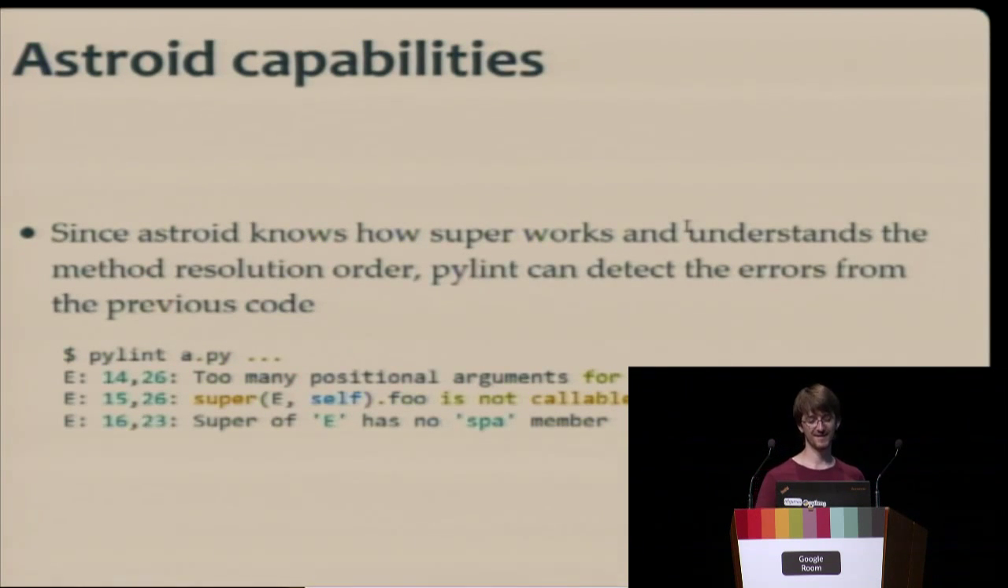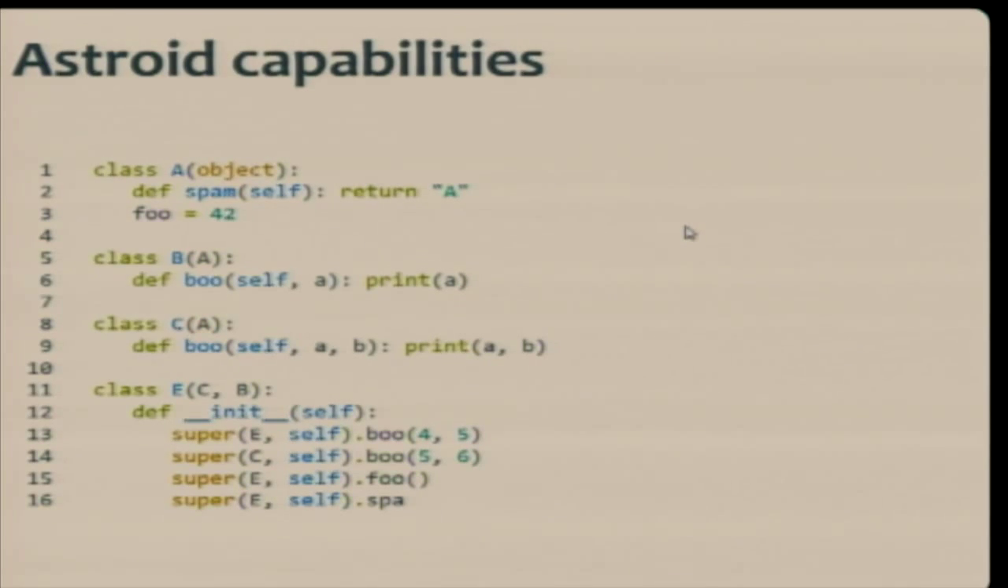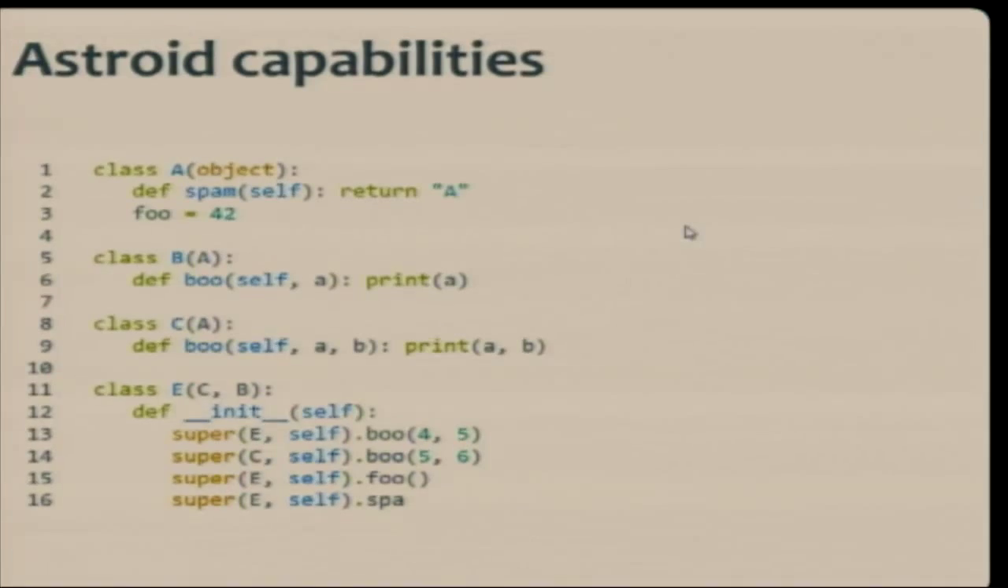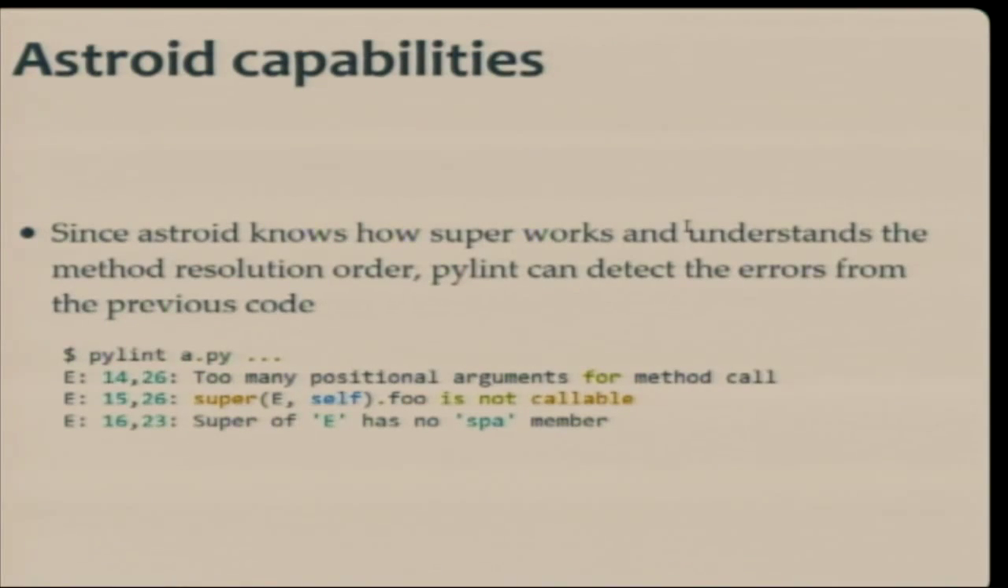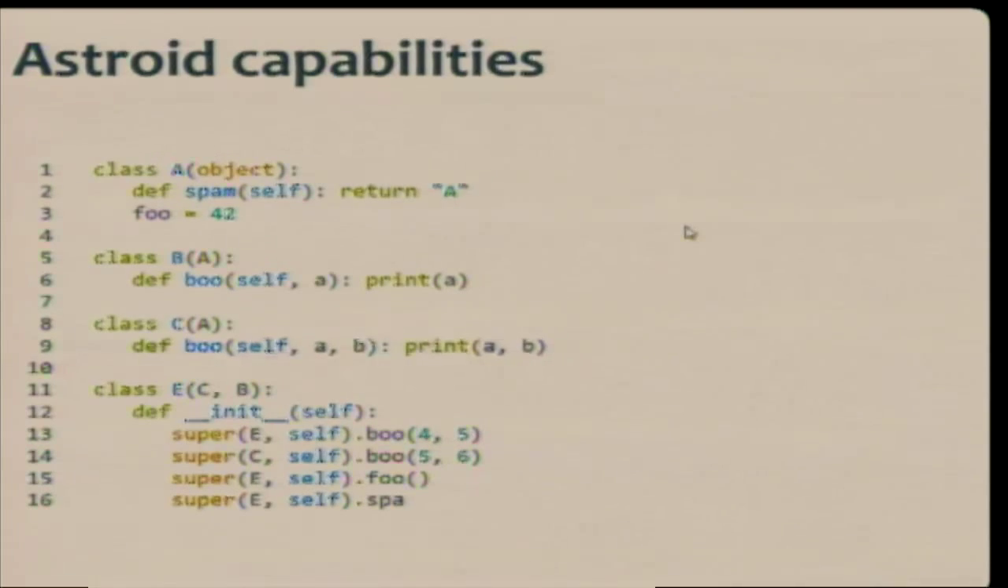So it catches this stuff because Astroid knows Python really well. And as you can see, what Pylint says is that there are too many positional arguments at line 14, which is actually true. Foo is not callable, of course, because foo is an integer. And super has no spam member, true, because it's spam, not spam.